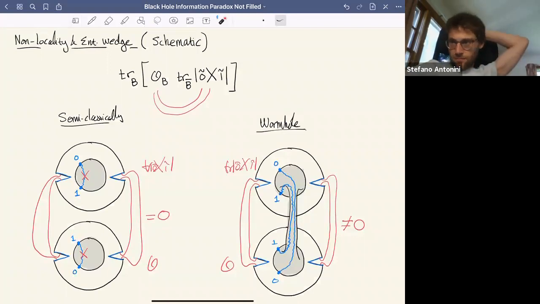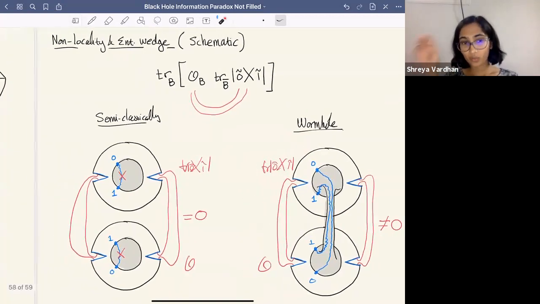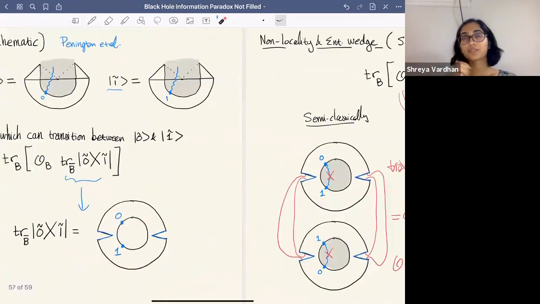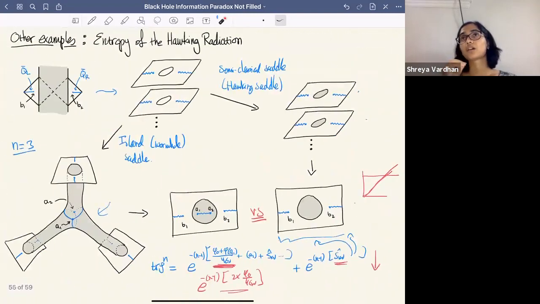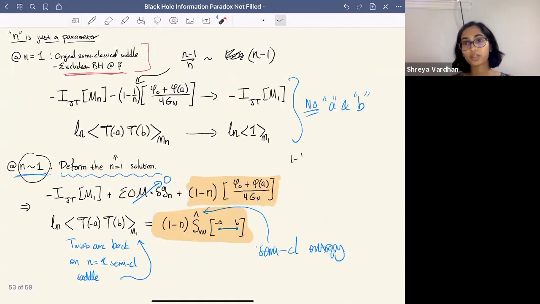Shreya? Yeah, I think in one of the early slides, you had a picture where you were justifying why we calculate the Renyi entropies of this state, which is prepared with the Euclidean path integral, although what we're eventually interested in is the time evolved state in this evaporation process. And I was just wondering if you could explain that part again.